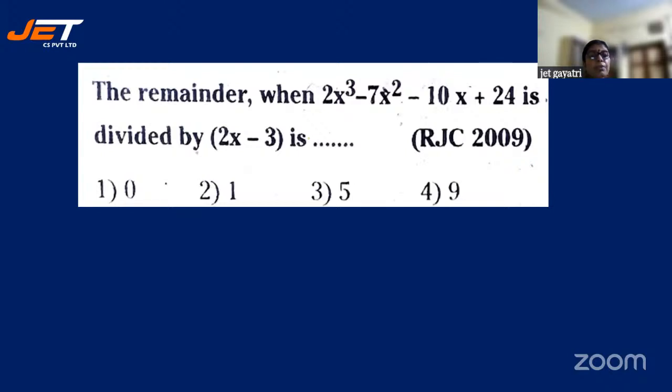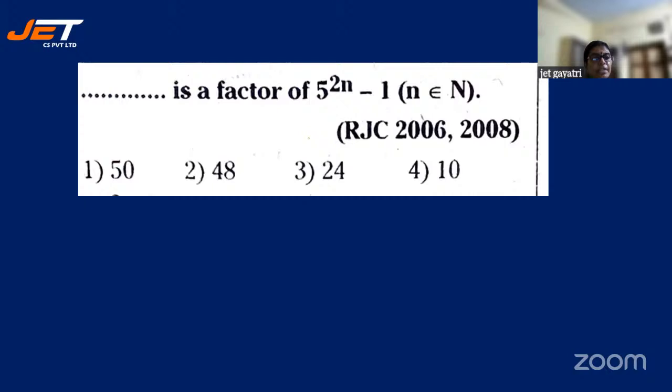The remainder when 2x cubed minus 7x square minus 10x plus 24 is divided by 2x minus 3. So you have to divide and see. Only then will you know the answer. So 2x cubed minus 7x square minus 10x plus 24, when it is divided by 2x minus 3, what is the remainder that you get? Yes, so we get 0. You can also find it out and let me know. Let's see the next question.